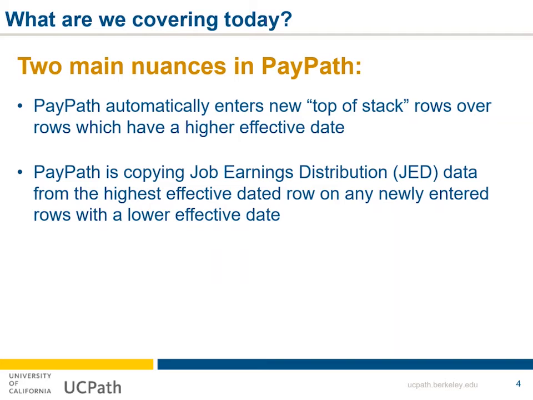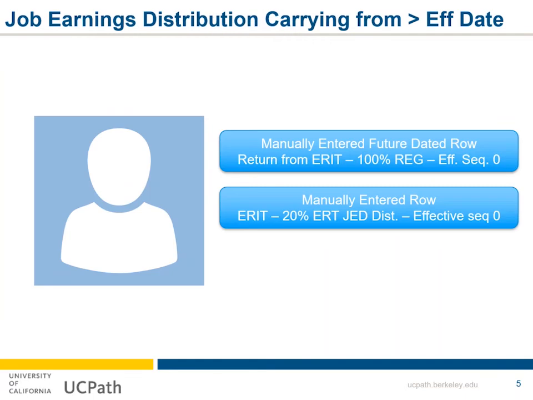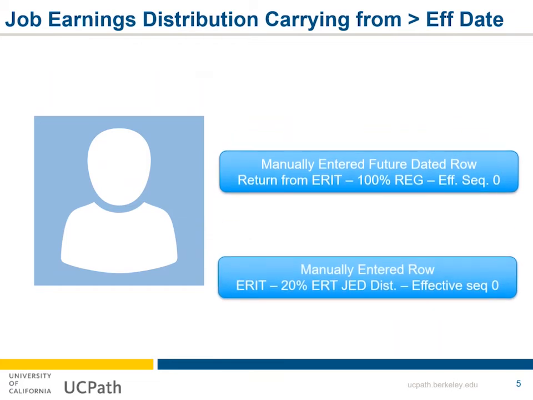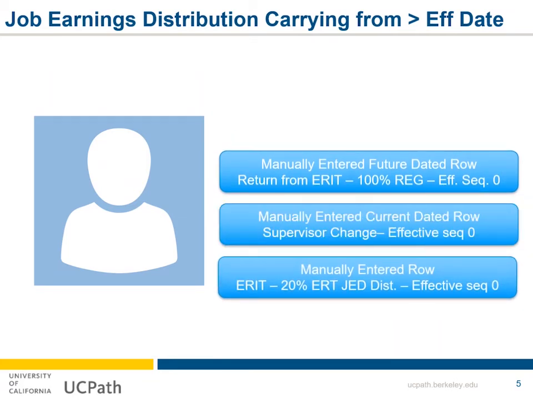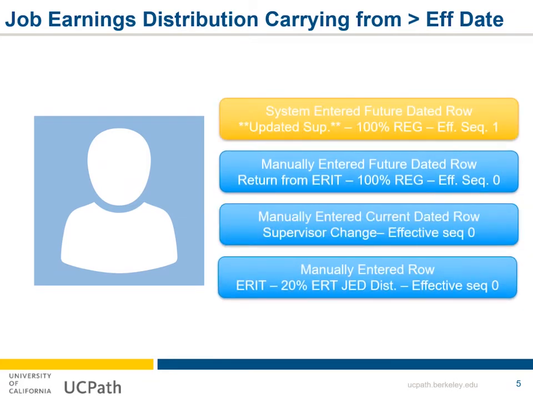The second element we are discussing is how the system is currently adjusting the job earnings distribution and carrying back the most future dated row. So if the employee is currently on ARIT, but there is a future dated row ending the employee's ARIT, so there is no job earnings distribution, if a transaction is entered before the employee returns from ARIT, the system will carry back the job earnings distribution for the most future dated row and remove the necessary ARIT distribution from the current row.